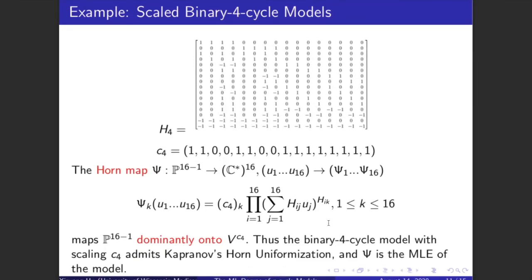H4 is the Horn matrix generated by the algorithm that we developed. Using H4 and C4, we define a Horn map that maps the projective space of the data dominantly onto the probability space of the C4 scaled model. By definition, this model admits the Horn uniformization, and therefore the Horn map psi is the MLE of the model.